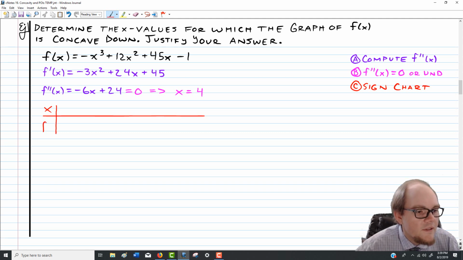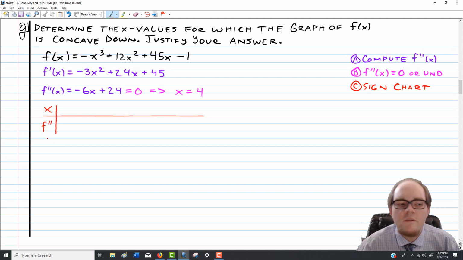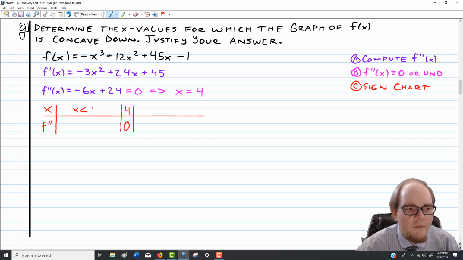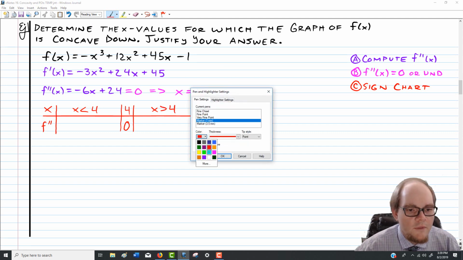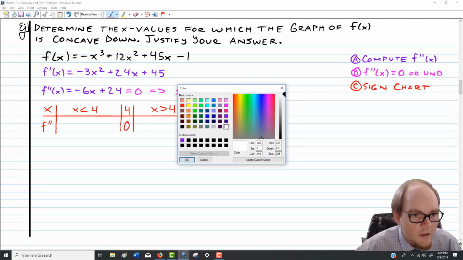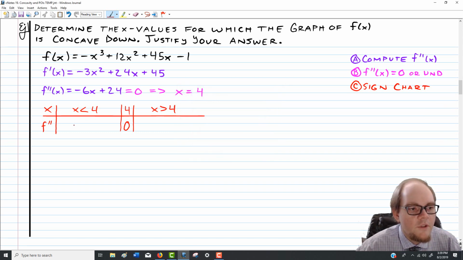There. So in this sign chart, we want to check some values of f double prime, and particularly know the sign. We're going to split it up in the middle at x equals 4, where we know the second derivative is 0. And then we're going to check some values where x is less than 4, and some values where x is greater than 4. So in there, to do our sign chart, I'm just going to change my color here really fast. Make it a slightly darker red. There we go. So in here, if we check some values, I'm going to pick 0 as one value, and I'm going to pick 40 as another.